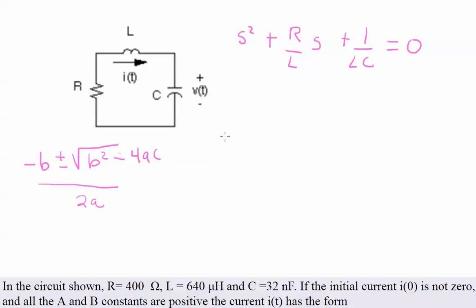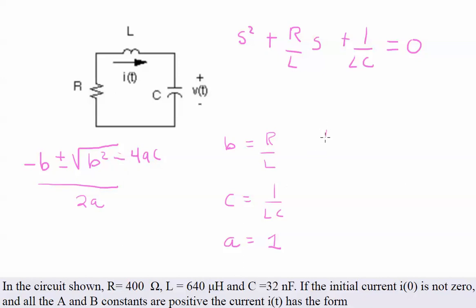All right. So B is R over L, C is 1 over LC, and A equals 1. Now, the discriminant being equal to 0 results in the square root of a negative number, and you really get an everlasting cosine wave. If B is negative, the root becomes positive, and you actually get exponential increase. What we're concerned with right now is whether we're over, under, or critically damped.